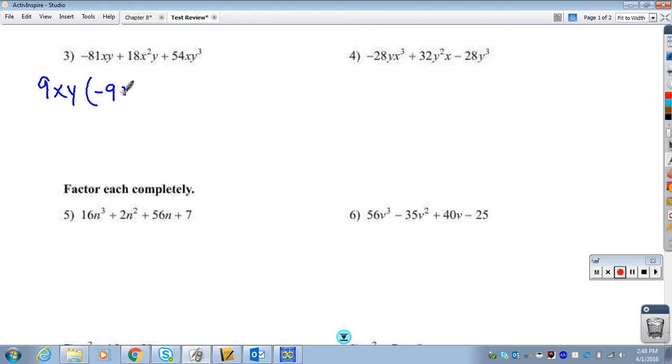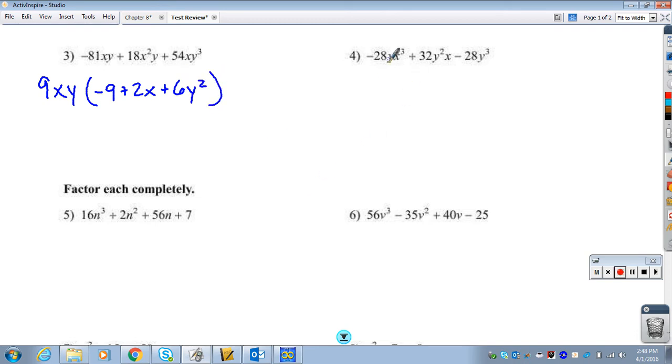18 divided by 9 is 2. X squared divided by x is x. Y divided by y would be 1, so it would cancel. 54 divided by 9 is 6. X divided by x would be 1, so that's canceled out. Y to the 3rd divided by y is y squared.